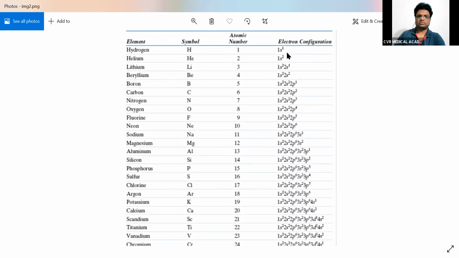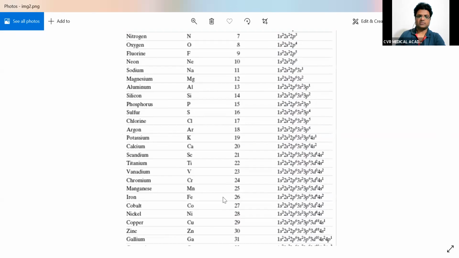First 20 elements or 30 elements you can write, but within 30 elements, you'll get some exceptions. Look at this, based on stability grounds. You will get the exceptions. Where are the exceptions? At chromium and at copper. Look at the chromium configuration. 4s1, 3d5. Because the fourth shell is later, it is written like this. While filling, 4s is first filled, then 3d. For copper also, 4s1, 3d10.